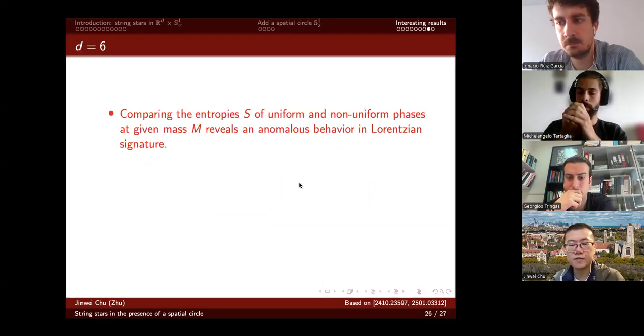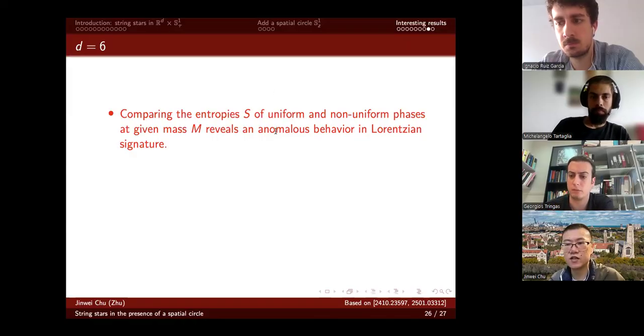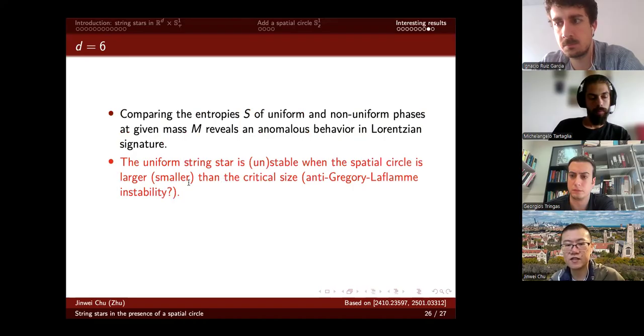For d equal to 6, I also compared the entropies of the uniform and non-uniform phases at the same mass, and I found something anomalous. Comparing entropy at the same mass is like a microcanonical ensemble, and that's basically saying something for Lorentzian signature. If this result indeed continues to the Lorentzian signature, what I found is that the uniform solution is stable when the spatial circle is larger than the critical size. That is the opposite of the Gregory-Laflamme instability.